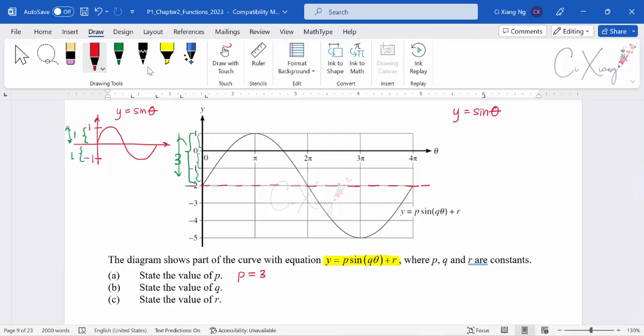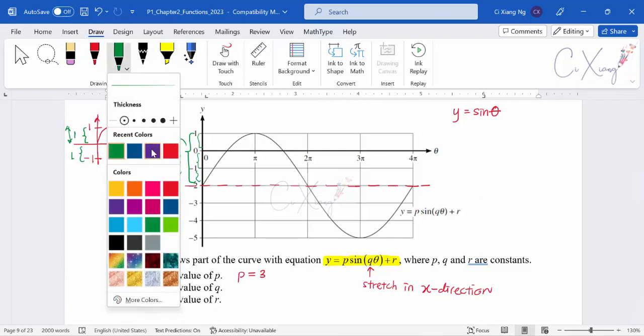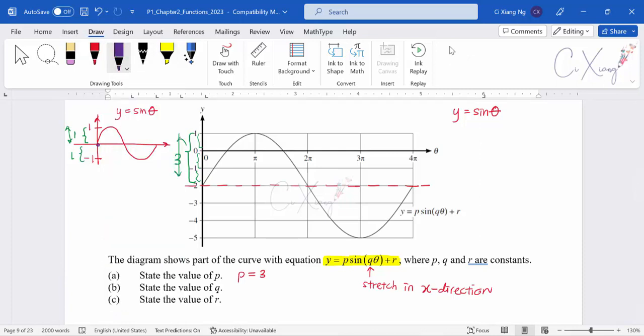Okay, so this is how we actually solve it. You can try to compare the graph with the original graph that we have. Okay, after that, they want us to state the value of Q. So for the value of Q, if you try to observe it, it is actually the stretch in the x direction. So for the stretch in the x direction, basically what we try to compare is the starting point of the graph, which is 0, and the ending point for the graph, which is actually 2 pi.